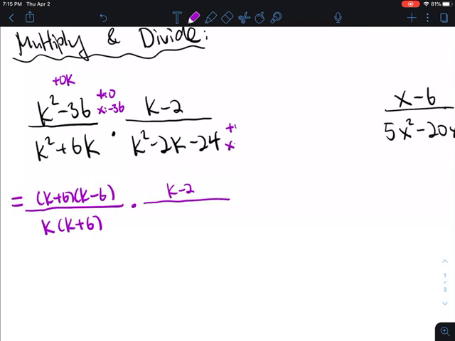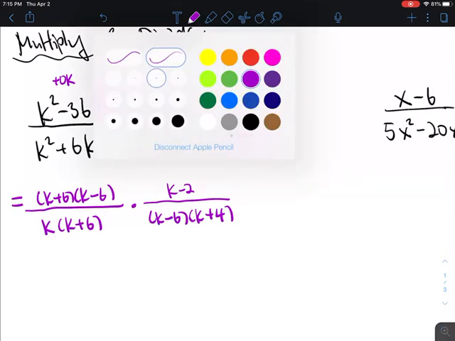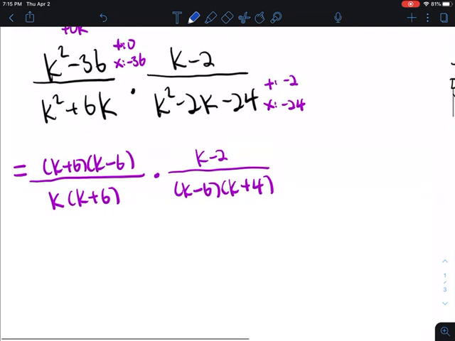And then over here, this we can factor, adding up to -2 and multiplying to -24. So that will be k minus 6 and k plus 4. Okay, so now that we factored everything, we can go ahead and do some canceling. So these can cancel out, k plus 6, k minus 6, and cancel out there and there.